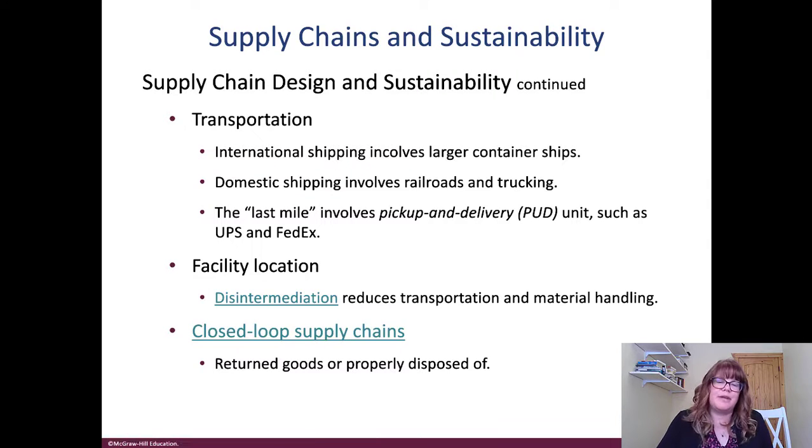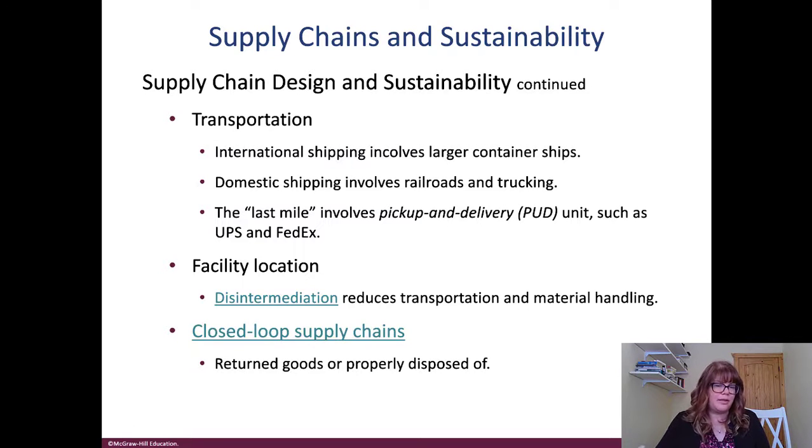Companies can reduce transportation and material handling by eliminating a distribution center and instead shipping directly from producer to consumer. This tactic, which cuts out the intermediary in a supply chain, is called disintermediation.